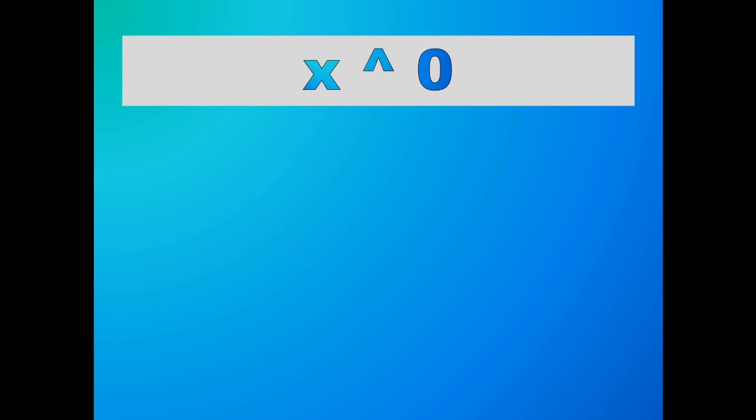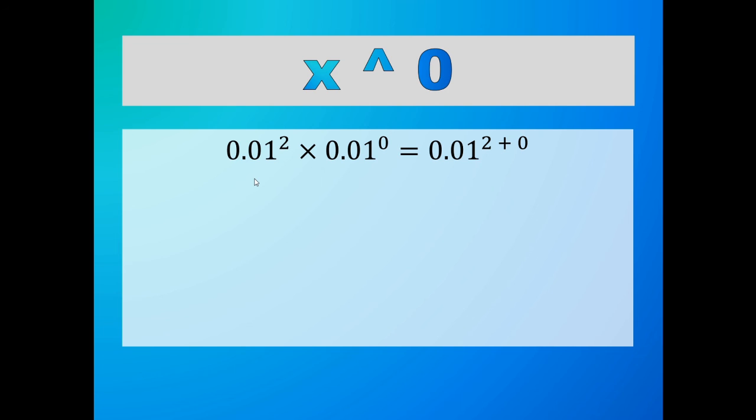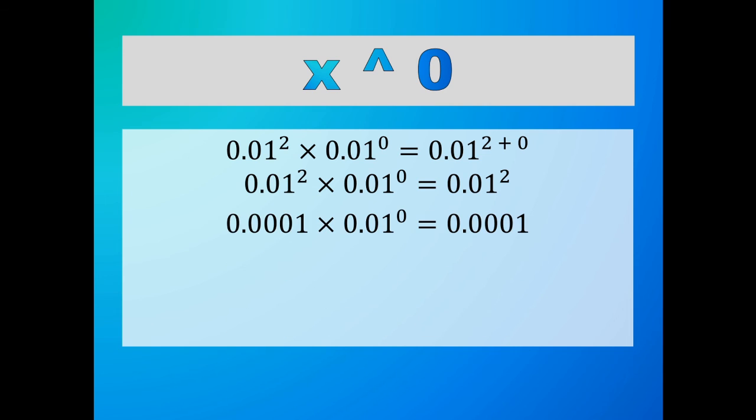Now what about 1/100 to the 0th power? Well, 1/100 squared times 1/100 to the 0th power is equal to 1/100 to the 2 plus 0. We're adding the exponents. Now we can simplify 2 plus 0 to be 2. Now we can simplify 1/100 squared to be 0.0001. We can divide 0.0001 on both sides. And we can simplify that to be 1. So 1/100 to the 0th power is equal to 1.